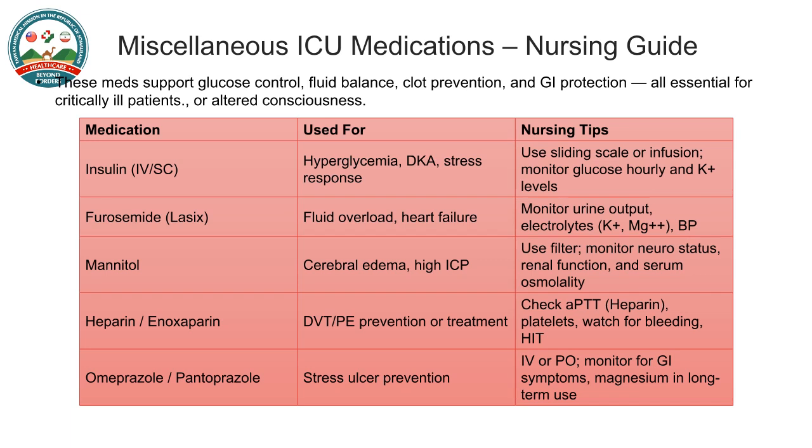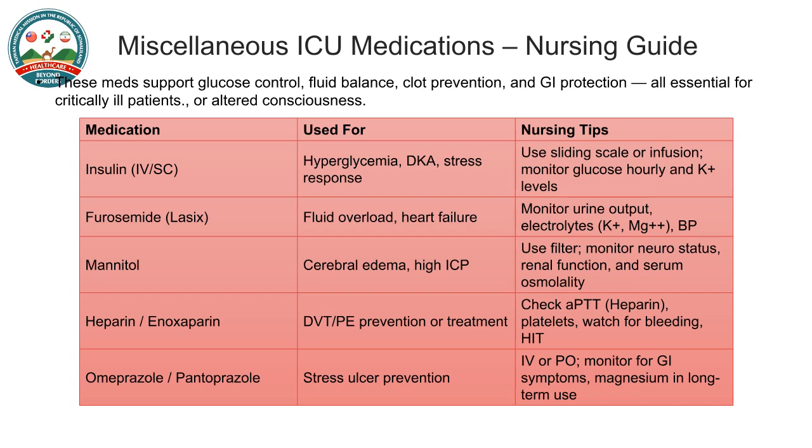Furosemide, Lasix, diuretic for fluid overload and heart failure. Monitor urine output, electrolytes, K, Mg, and blood pressure. Mannitol, for cerebral edema and high ICP. Use a filter, monitor neurological status, renal function, and serum osmolality.